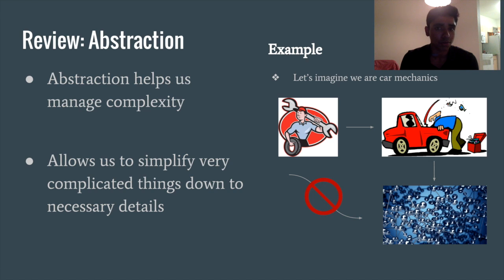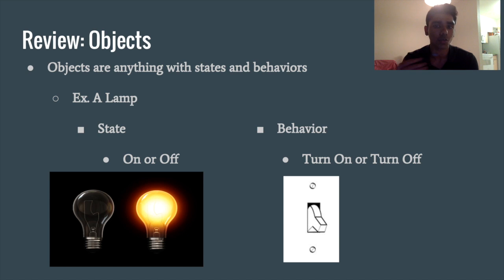The example we talked about previously was a car mechanic. When they're trying to fix a car, they care about the tools, the engine, the wheels. They don't care about the paint, for example. They abstract that away so that they can focus on what matters, and that's actually fixing your car.